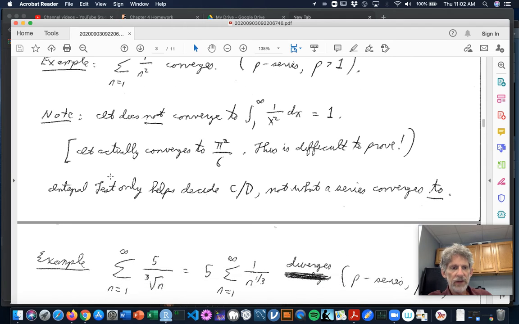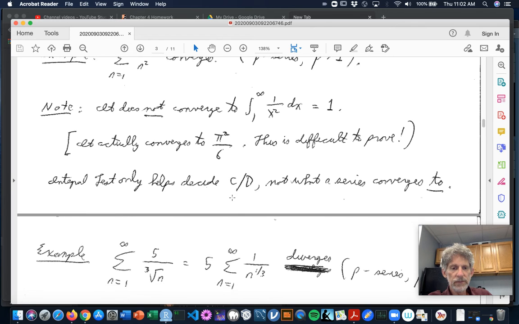So I stress that the integral test only helps you decide convergence or divergence for your infinite series. It doesn't tell you what the infinite series converges to. The definite integral, the improper integral, when it converges, what it converges to doesn't have anything to do, really, with what the infinite series is going to converge to.